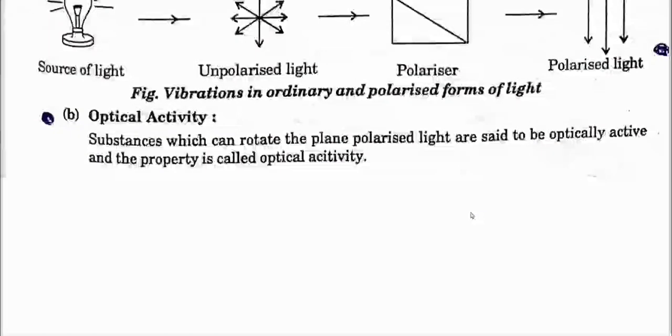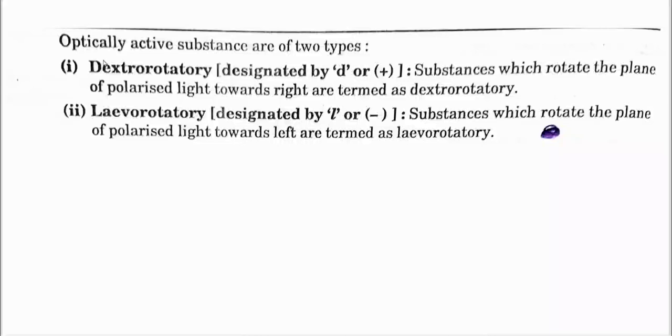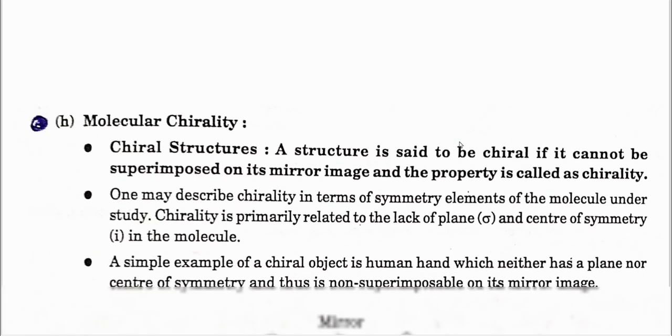Optical activity. Substances which can rotate the plane polarized light are said to be optically active, and the property is called optical activity. Optically active substances are of two types: dextrorotatory and levorotatory. Dextrorotatory, designated by d or plus: substances which rotate the plane polarized light towards the right are termed dextrorotatory. Levorotatory, designated by l or negative: substances which rotate the plane polarized light towards the left are termed levorotatory.